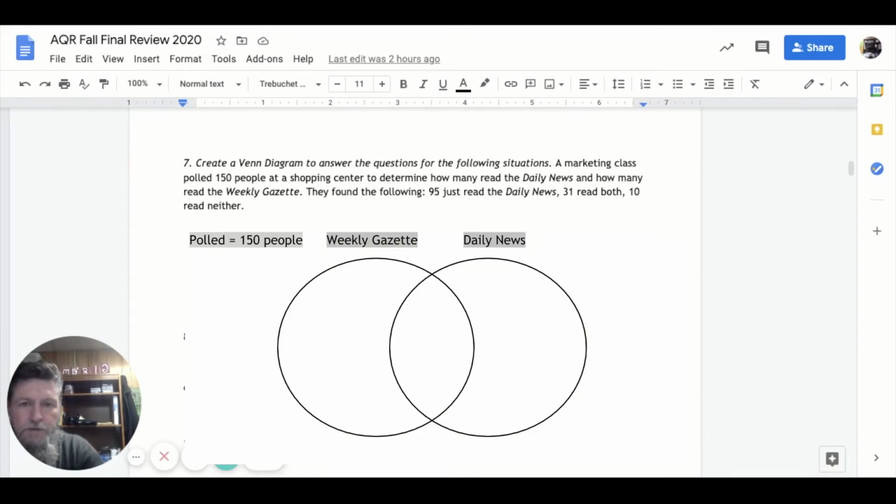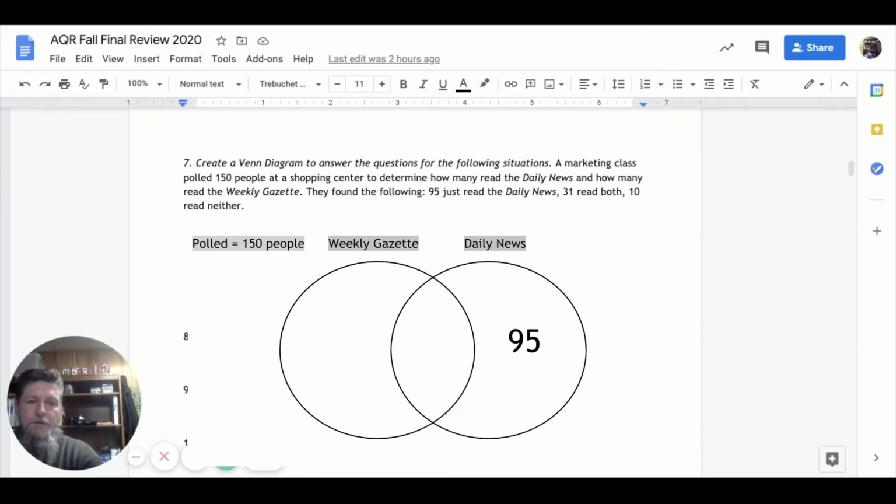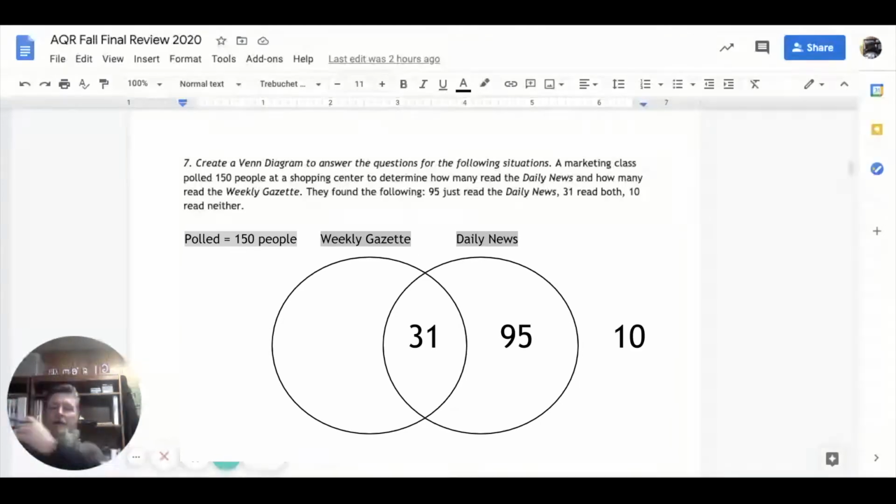So question 7 says, create a Venn diagram to answer all the questions for the following scenario. Okay, so a marketing class polled 150 people at a shopping center to determine how many read the daily news and how many read the weekly gazette. They found 95 just read daily news, 31 read both, and 10 read neither.